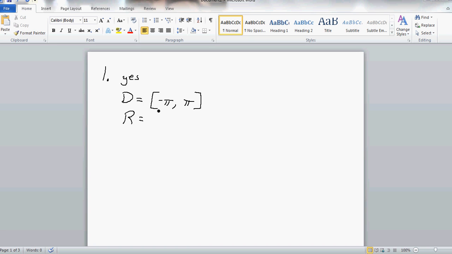Now the range, we're looking at the y values, and I look at the absolute smallest value for y and I get a -1, and the highest value is +1. And once again I ask, does it actually have the value of -1? The answer is yes. And does it actually have the value of 1? And that answer is yes as well.